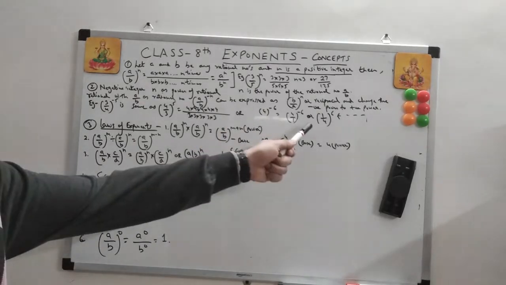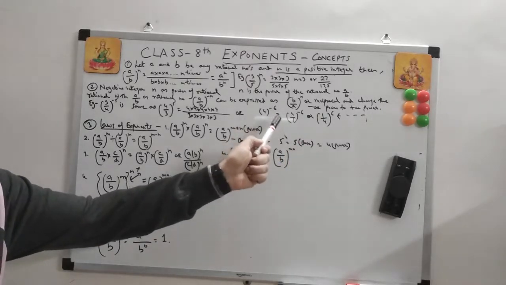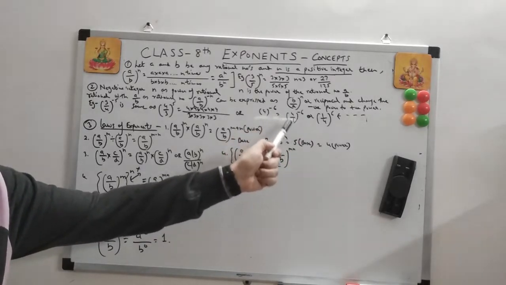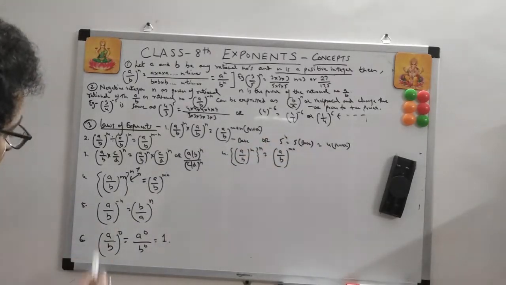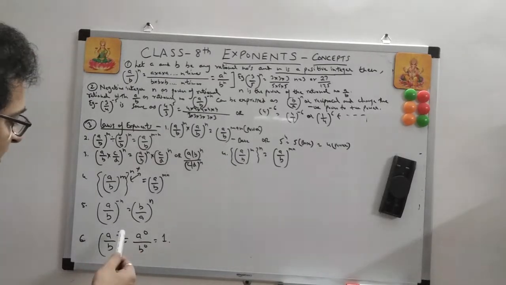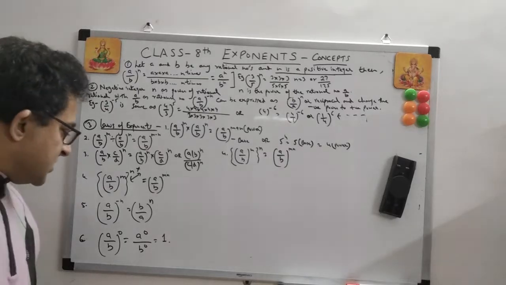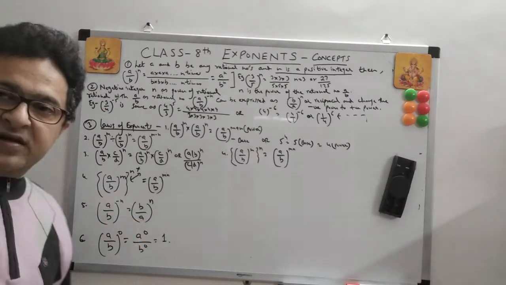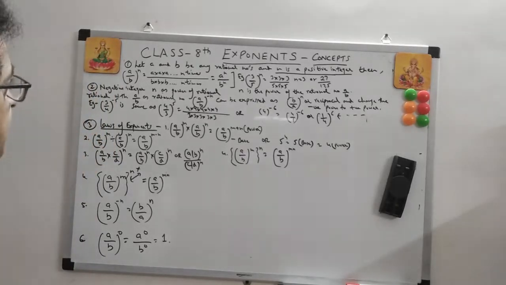I have done these questions which I have shown to you here. 4 by 4 to the power minus 6 is also written as 4 upon 1 to the power minus 6, or 1 upon 4 to the power 6, right? So they are the same thing. And (a/b) to the power of 0 you can also write as a to the power 0 upon b to the power 0, which becomes 1. So this you have to remember, right?